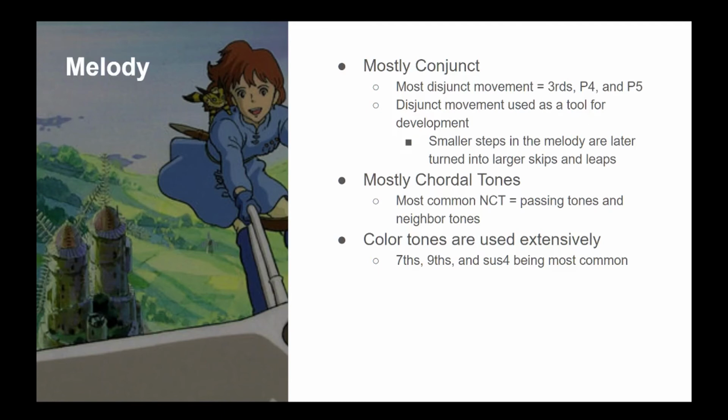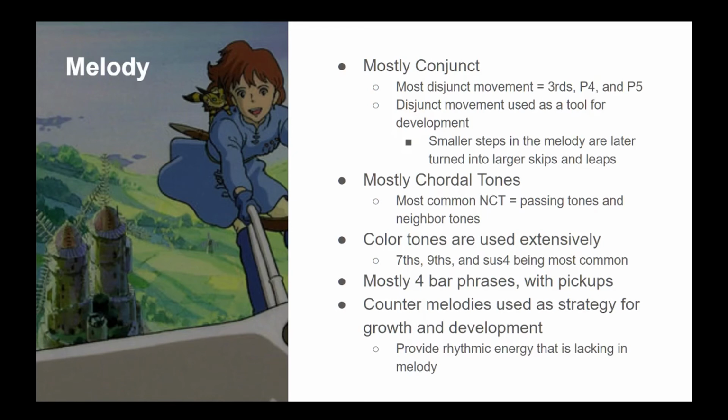Looking at the phrase structure, we find that he uses mostly 4-bar phrases with the pickups, each phrase seeming to focus on a large amount of motivic material. Various countermelodies are used throughout the piece, mostly as a strategy for growth and building energy. This is actually incredibly important, since the movement in the countermelody helps give the music a sense of energy that would otherwise be lacking due to the frequent lack of 8th notes in the primary melody and an incredibly slow harmonic rhythm.